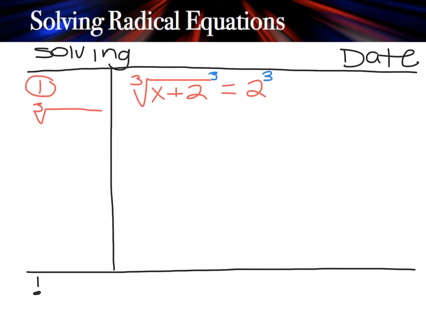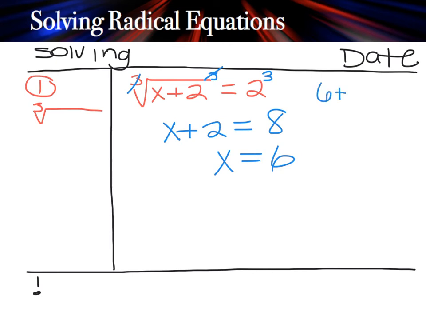Because if I cube both sides, then that'll get rid of these cubes, leaving just an x plus 2. And that's going to make 8. So my answer will be 6. Okay? So if I take 6 and plug it back in, I get 6 plus 2, and the cube root of 8 equals 2. So I've checked it, and I've made sure that that is going to actually work with the original equation.